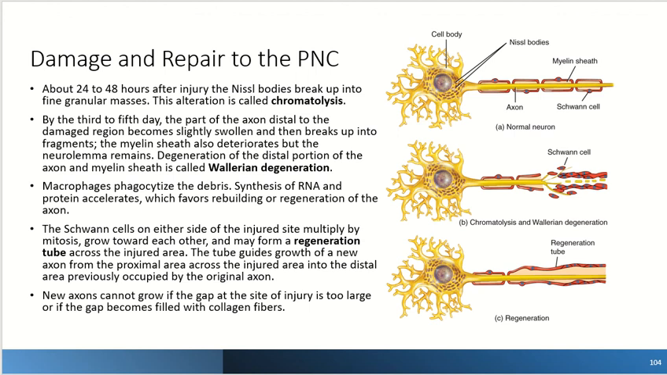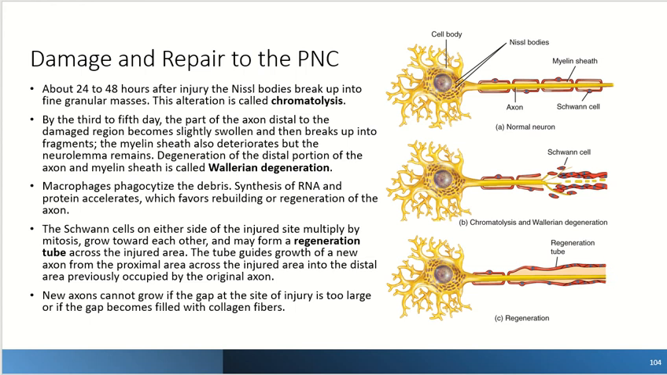So macrophages are going to phagocytize any sort of debris that's hanging around after this injury, and also the synthesis of RNA and protein is going to be really kicked up into gear, and this is going to favor regeneration of the axons. So we're kicking it up. Then the Schwann cells on either side of that injured site are going to multiply via mitosis, and they're going to grow towards each other, and they may form this regeneration tube, which we see here. And this regeneration tube is going to span across the injured area.